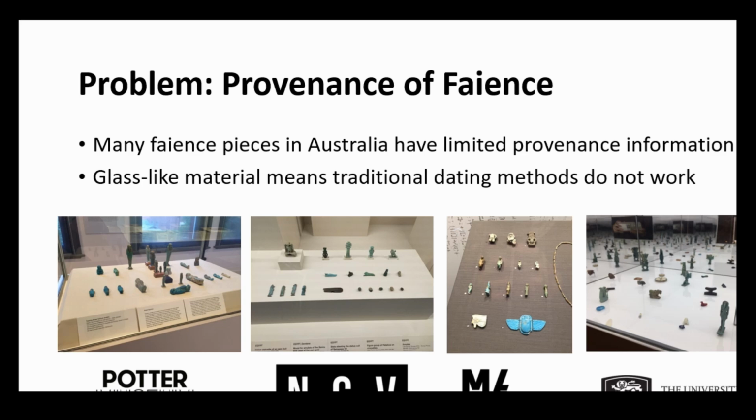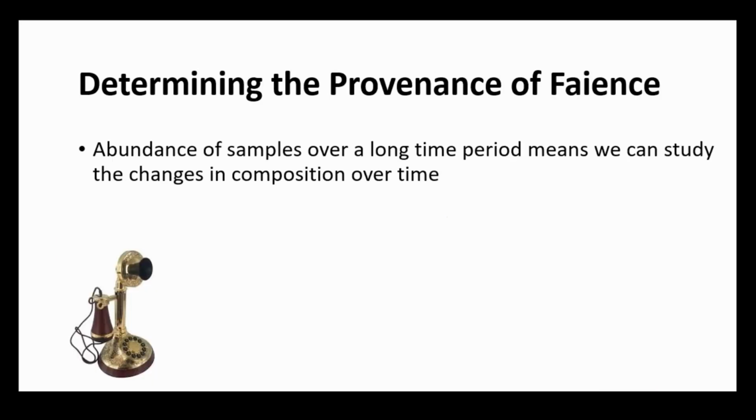And because they're glass-like, they're mostly silica, we can't use traditional dating methods. We can't do carbon dating or things like that. So we don't have a way to provenance faience, and we've got a lot of it that doesn't have a provenance. So my project is focused on determining a way to provenance faience.